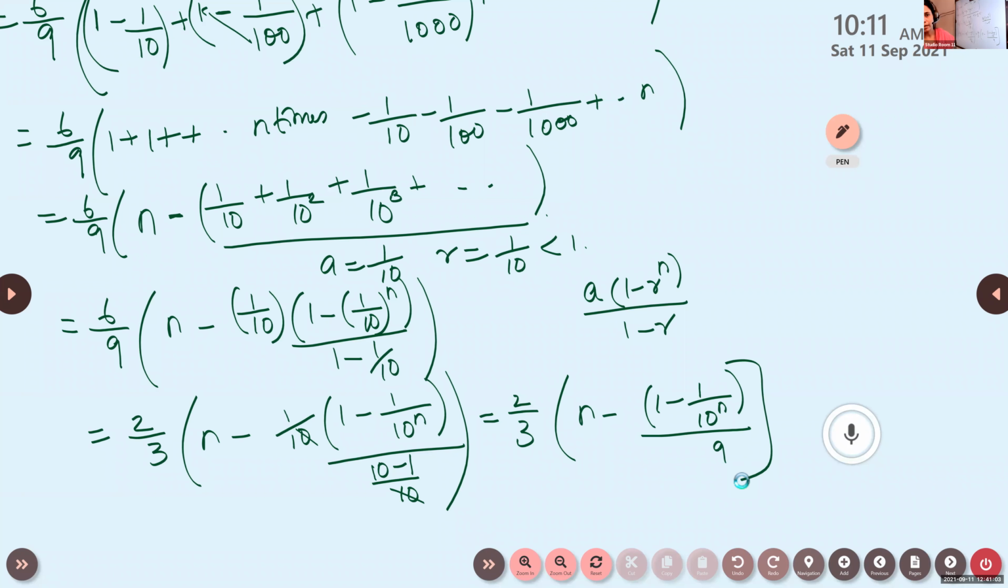In the next period, we will be learning how to find the geometric mean. Okay, how to find the geometric mean. So with this, we conclude the session now. Thank you.